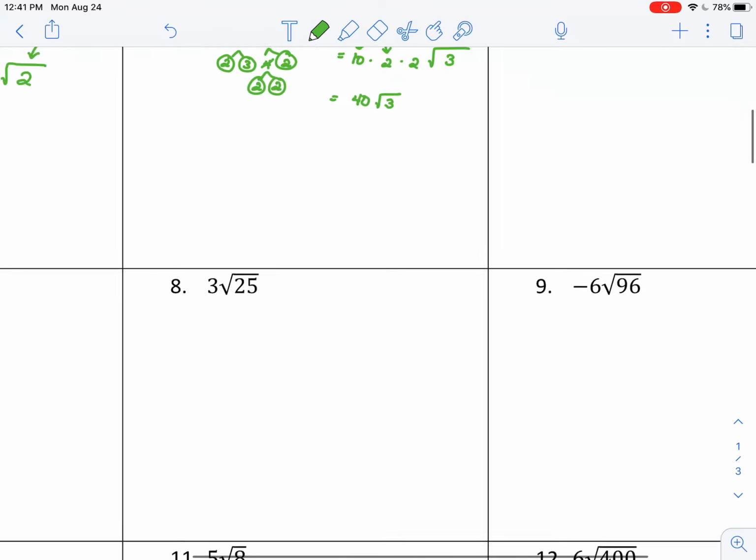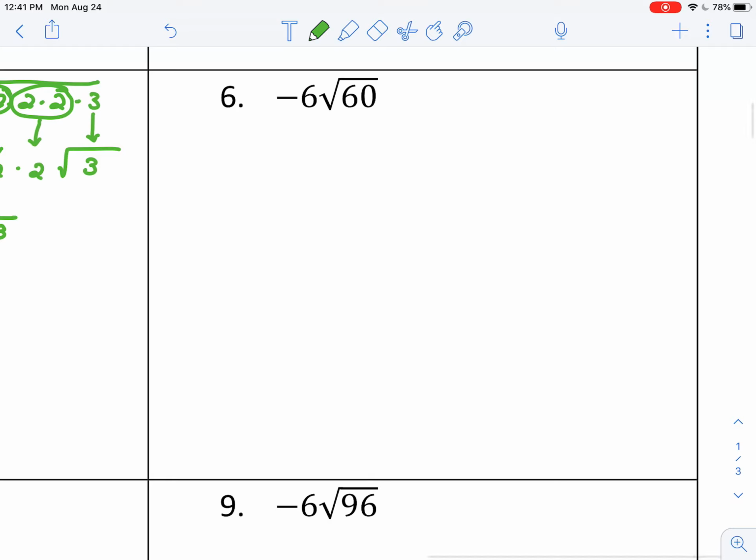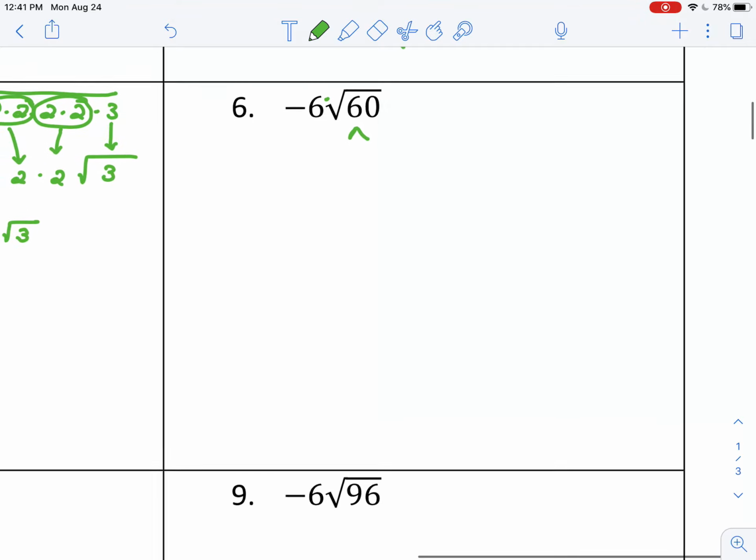Let's do one more, and then I'm going to pause the video and set up another YouTube video so it's not just like a 50-minute long video. -6 square root 60. So we still have multiplication. Doesn't matter that that's a negative number. Negative numbers exist. I'm going to break apart the 60 because I don't know anything that multiplies to be 60. Any number times itself. I do know that 6 times 10 is 60. So that's what I'm going to do here.